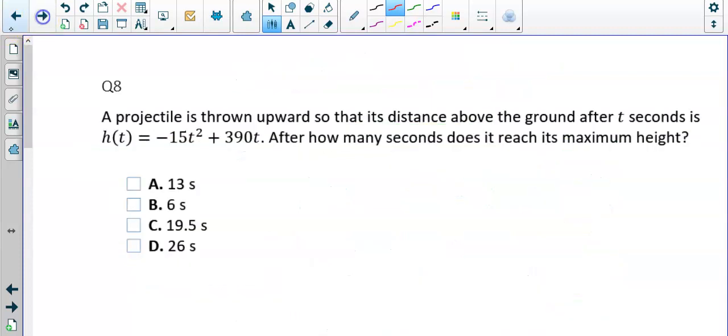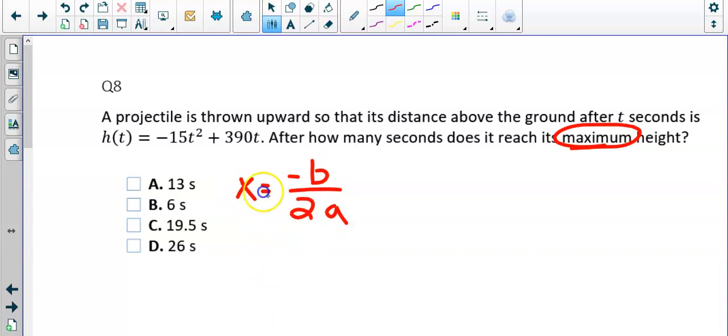All right. Question number 8 is a lot like this. See any words that are of importance? Oh, maximum. So what do they want us to find? The vertex again. Okay? And specifically in this one, it says how many seconds. So who are we looking for then? H or T? You're looking for T. So in our case, all we're doing is finding the axis of symmetry. How do we find the axis of symmetry? There you go. That's all we got to run on this.